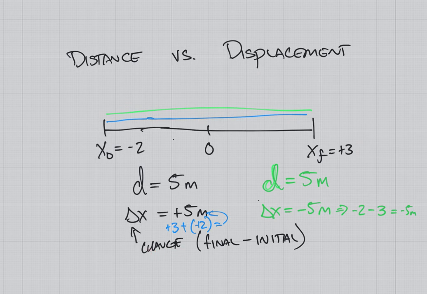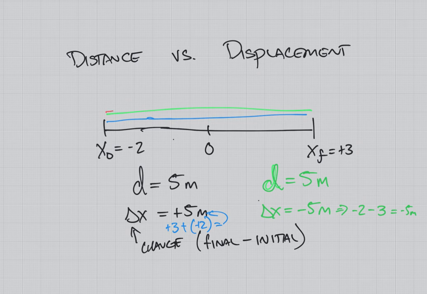Whenever we see a change, we always want to take a final value, a final position, and subtract an initial value. So in this case, both the magnitudes of the distance and displacements would be the same. The directions obviously would be different with both circumstances.